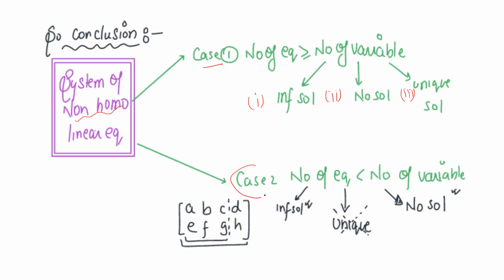In case 2, the number of equations is less than the number of variables. So there is a possibility of no solution, and a possibility of an infinite number of solutions. There is no possibility of a unique solution.